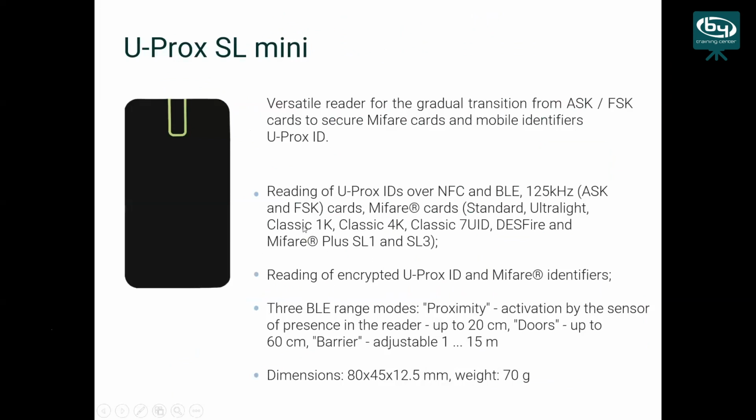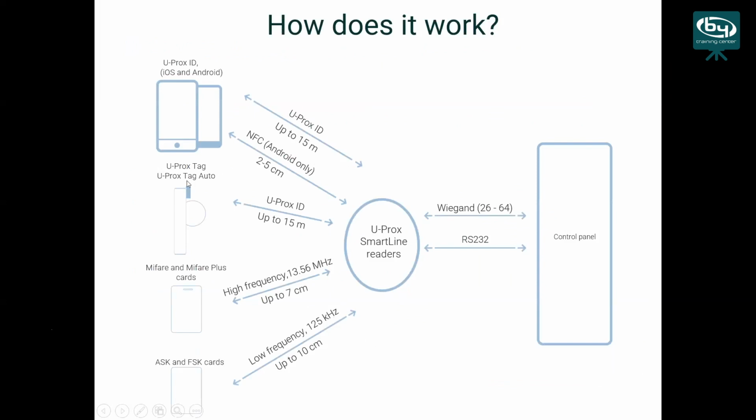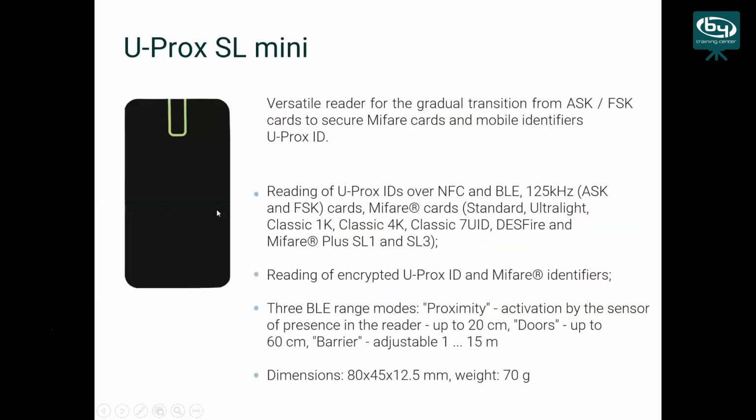So these are the different technologies that I said. There are 3 BLE range modes: proximity, activation by the presence sensor in the reader up to 20 centimeters; door mode, up to 16 centimeters; and barrier mode, adjustable from 1 meter to 15 meters. The BLE range, as I said, has a frequency of 2.4 gigahertz, and we have these two devices, the U-Prox Tag and the U-Prox Tag Auto.